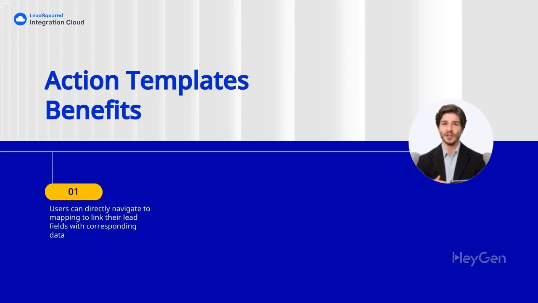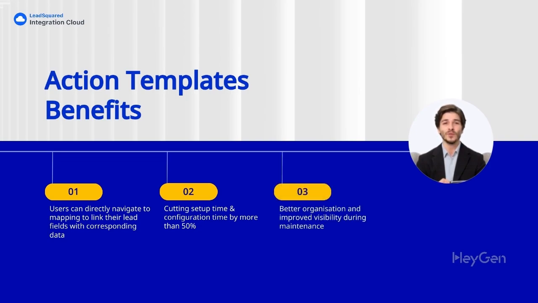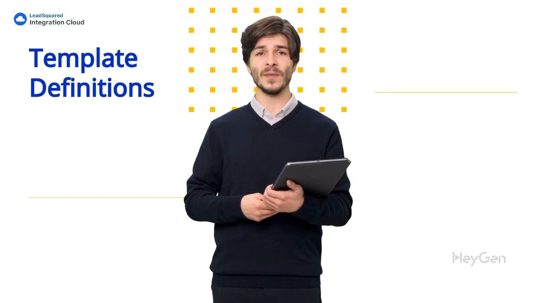Users can now land directly on a mapping screen to link their lead fields with corresponding data, cutting setup time and configuration time by more than 50%. This update not only accelerates the configuration process, but also results in better organization and improved visibility during maintenance. We've released 4 kinds of templates in this version.